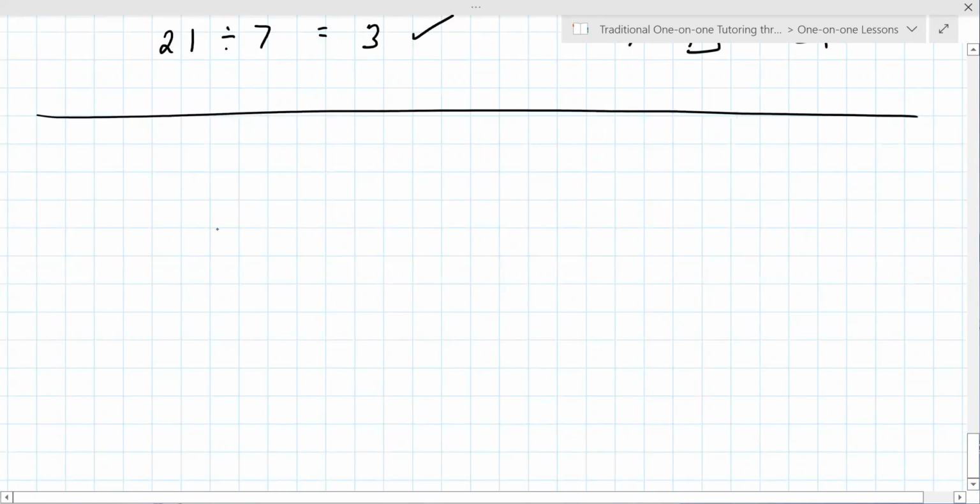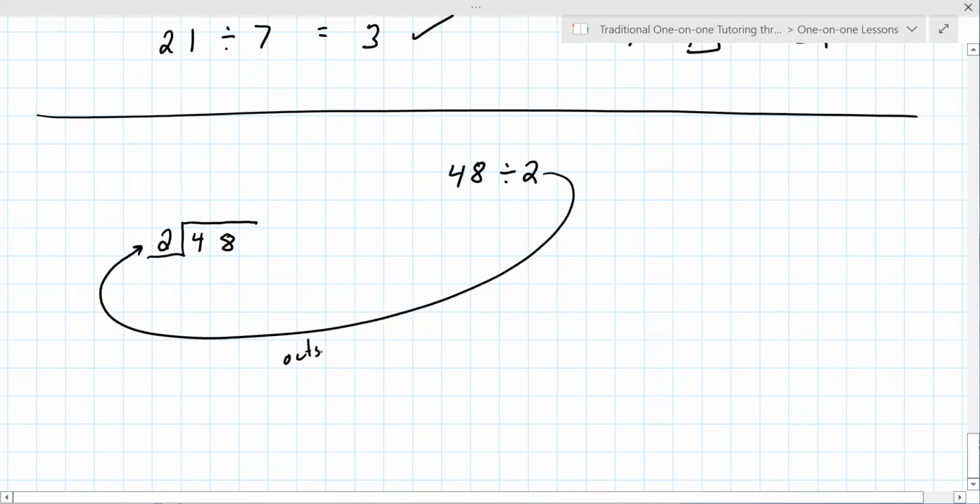So another way to do division, and we're going to do it very carefully here, is we're going to look at how many times 2 goes into 48. So this is 48 divided by 2. The 2 goes outside the house, and the 48 goes inside the house. So the first number always goes inside the house. The second number goes outside the house.